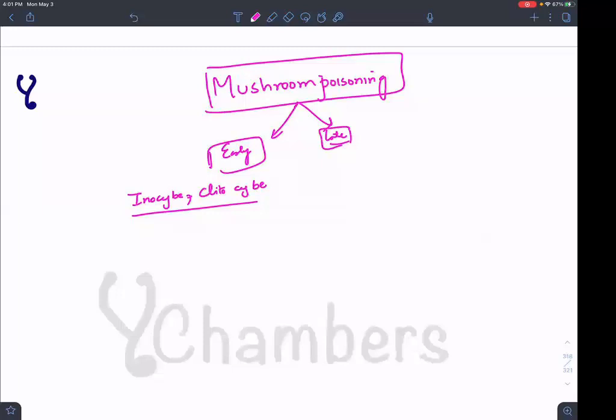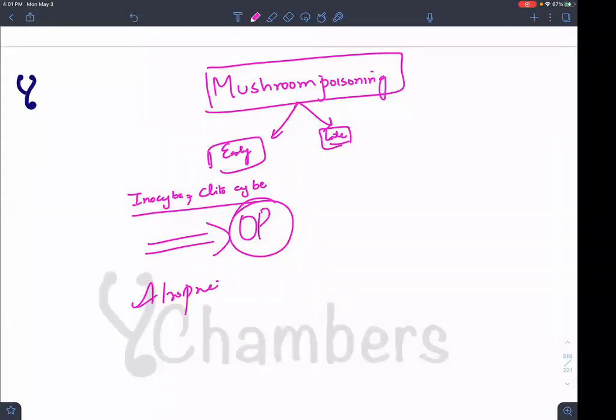Are we able to understand, guys? This is how we can make life easy. So Inocybe and Clitocybe is as if you are seeing an OP poisoning patient. So what will be the drug of choice here? Atropine. The drug of choice will be atropine, guys.